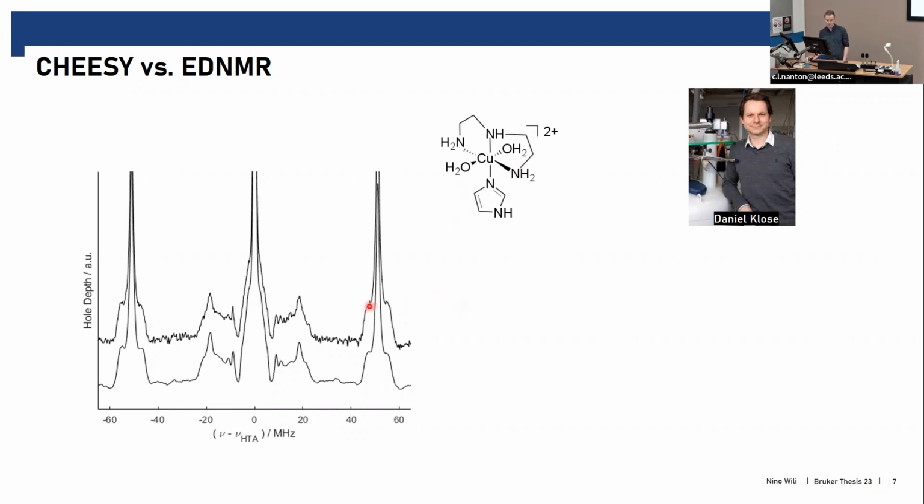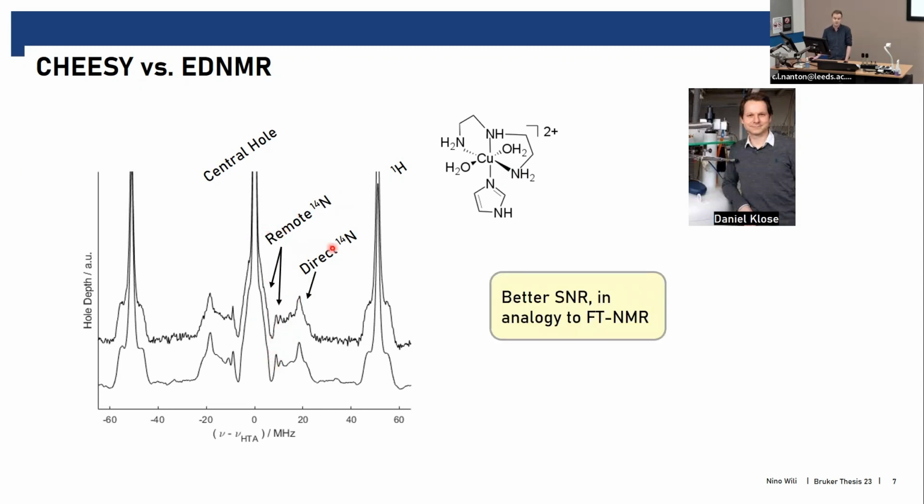And what you can see is on top is the EDNMR spectrum. The bottom is the chirp echo detected NMR. And what you can see, okay, you have a central hole in the middle. You have some directly coupled nitrogens here in the complex, and some remote nitrogens that you can also see here. And you might think, yeah, okay, we're getting later to why I know that these are the remote nitrogens. But the point here is basically just better SNR. It's the same thing as in NMR. You have the advantage of the Fourier transform detection, basically, because you can detect the whole thing in one go.